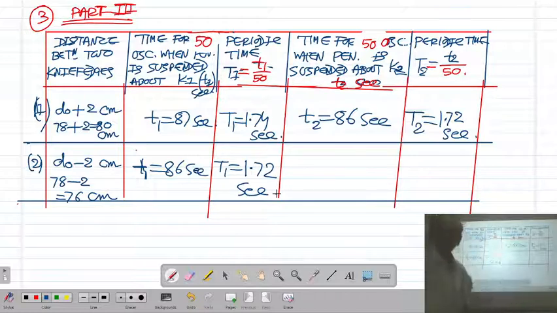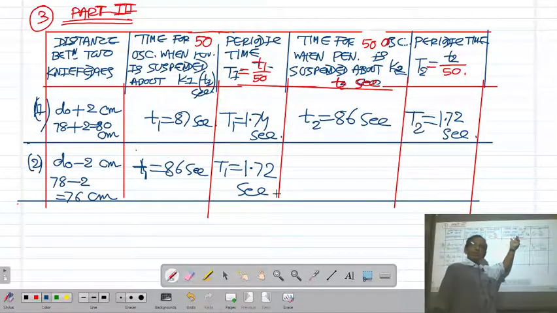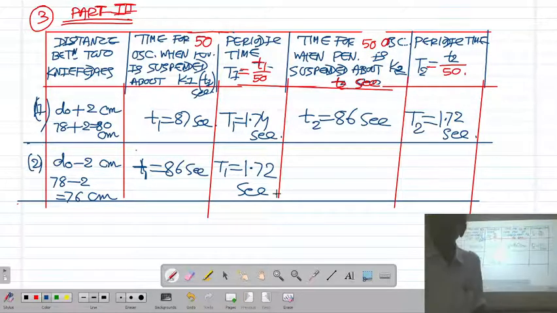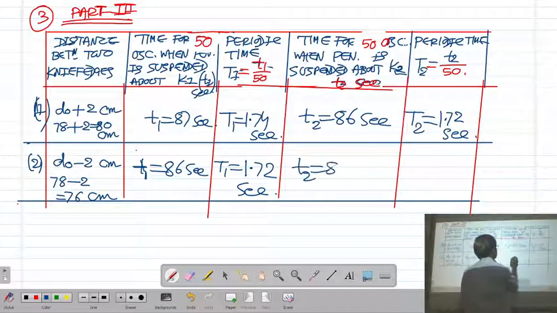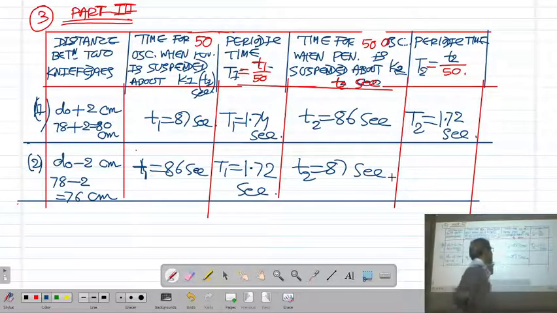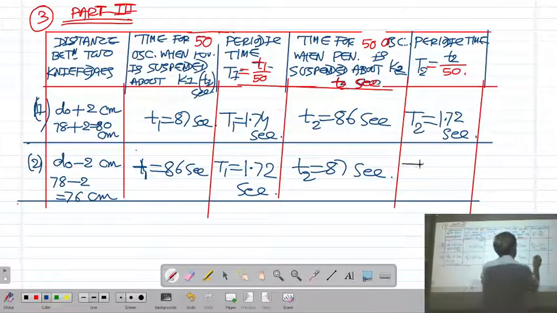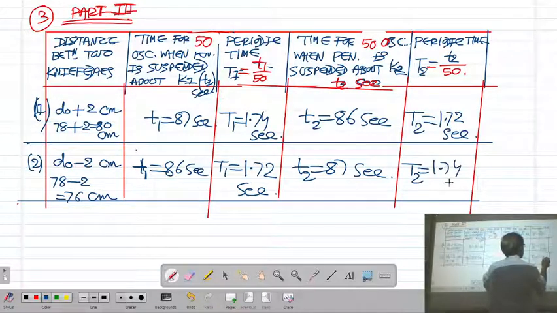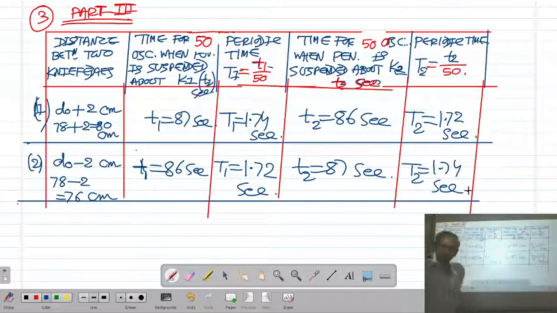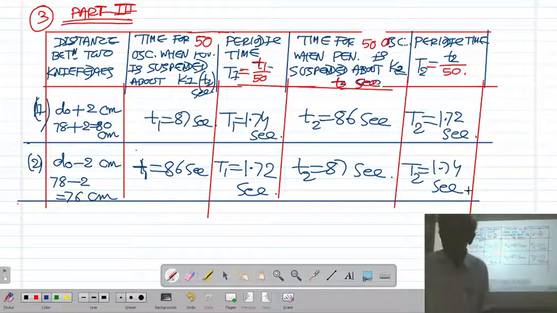Invert the pendulum and suspend the pendulum about knife edge K2 near to the wooden bar. Again measure the time for 50 oscillations. Suppose it is 87 seconds. So about knife edge K1 periodic time is 1.72 seconds, and about knife edge K2 periodic time will be 87 upon 50, that comes 1.74 seconds. So this is the last part.